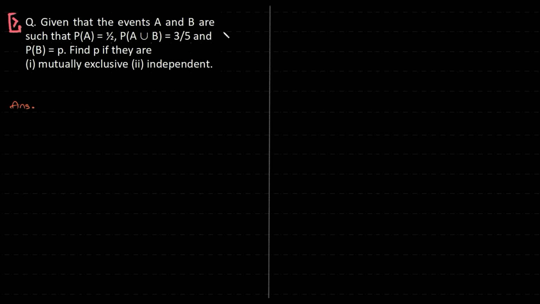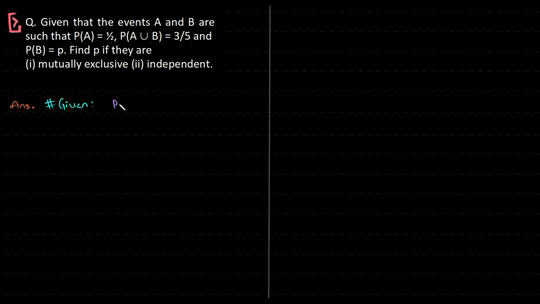Given that the events A and B are such that the probability of A is half, the probability of A union B is 3 by 5, and the probability of B is P, find P if they are mutually exclusive and in the other case of being independent. Okay, so let's look at the given.